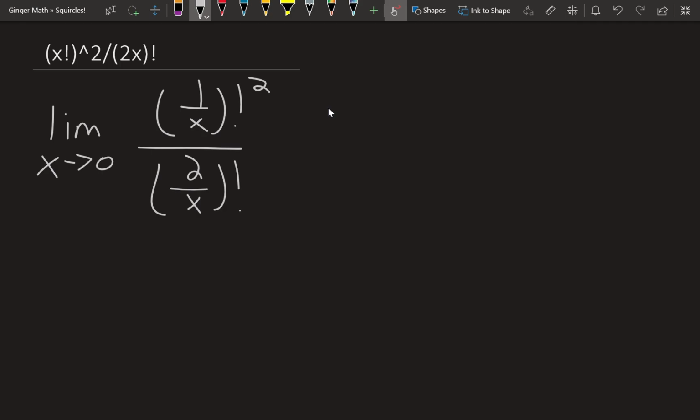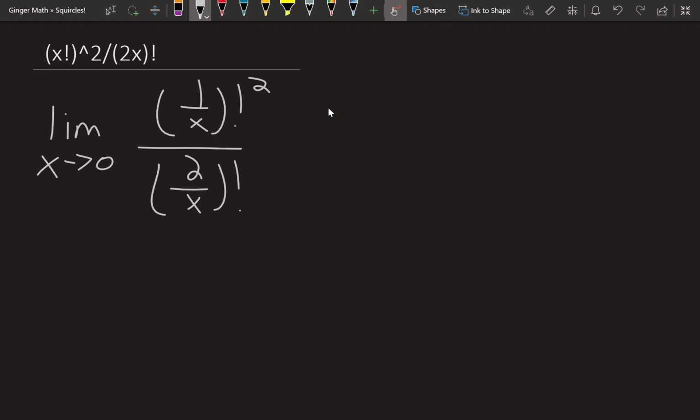Hello, everybody, and we have a Squircle limit today that will hopefully convince you that as x goes to 0, in the limit of (1 over x factorial) squared divided by (2 over x factorial), we do indeed get 0, because that should be consistent with what we expect for the Squircle formula. Maybe in the future I will do something with other coefficients besides the 2, generalize it, but for now we'll stick with the 2. That'll be good.